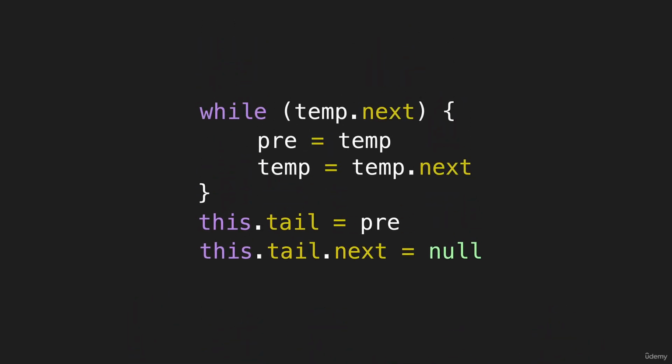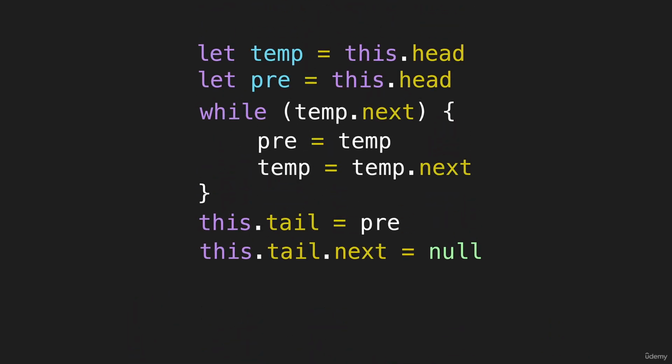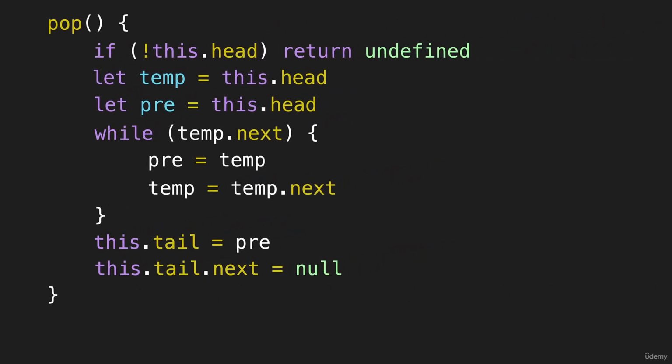So let's take a look at this code. Remember, we created these 2 variables. And now let's look at this with the rest of the code that we have so far. And next thing is to decrement the length.